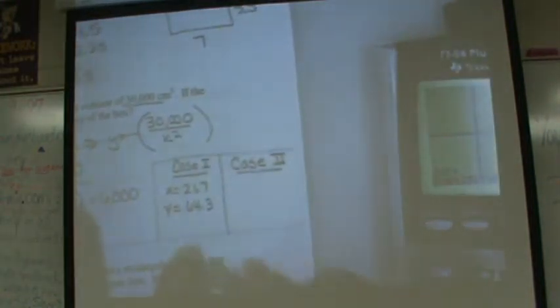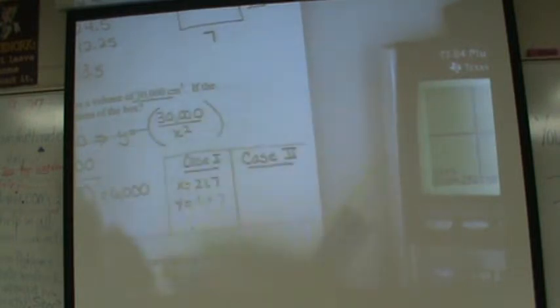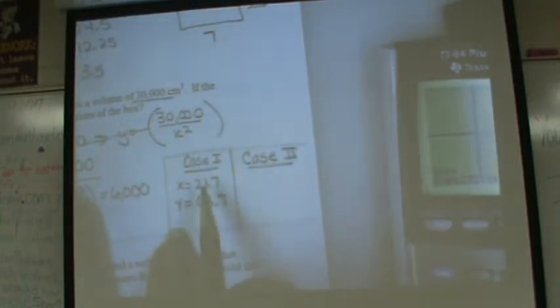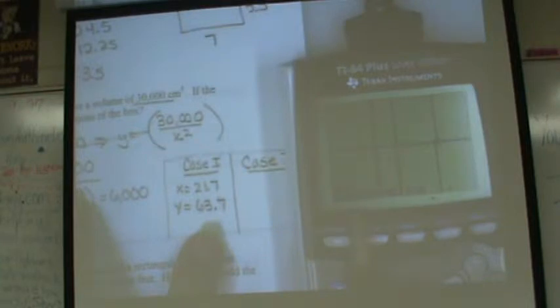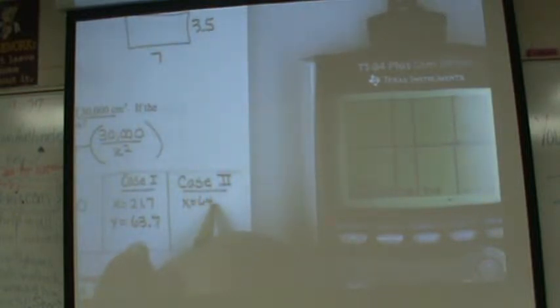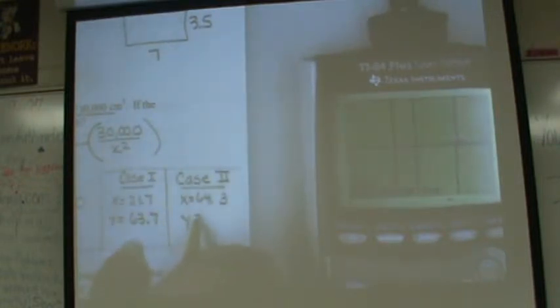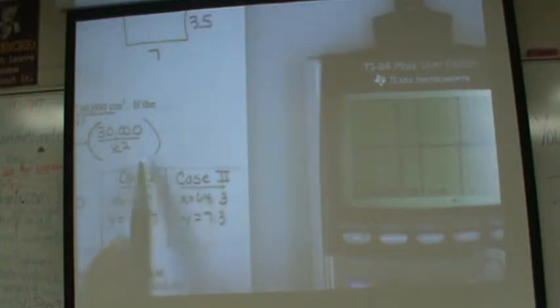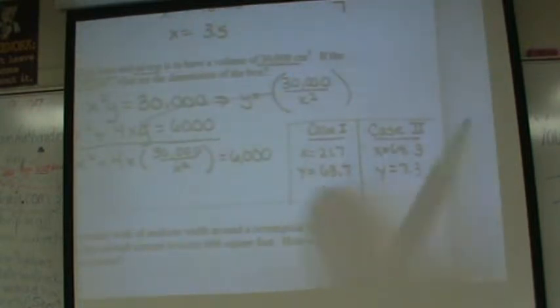You know what? I messed up, you guys. This one, my first case, the 21.7, this should be 63.7. It's close. I just caught my error. When you plug this in here, you should get 63.7. So the second case is 64. That's your X value right there. That's 64. So X is 64.3. And if you plug this now in here, you should get 7.3. So 64 squared goes in here, and 30,000 divided by that is 7.3. So you could create 2 different kinds of boxes depending on which answer you picked.